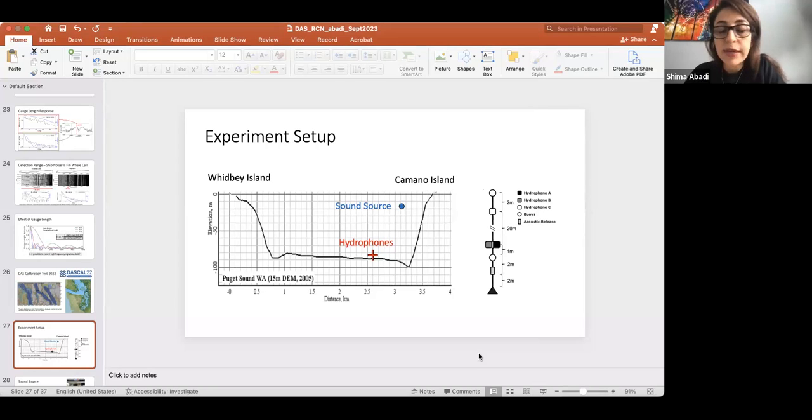Oh, I see. That's actually a great idea. No, we didn't do that. But I'm not a marine biologist. I don't know how much variation in depth animals have when they vocalize. We never explored that. But that's a great idea.